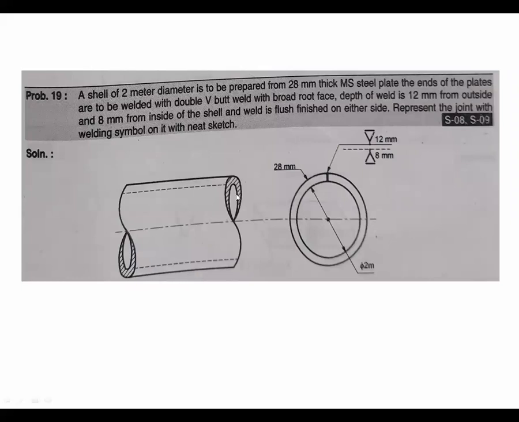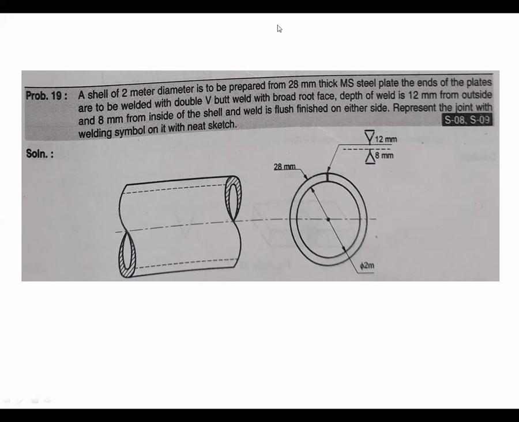One more example: a shell of 2 meter diameter is to be prepared from 28 mm thick MS steel plate. The ends of the plate are to be welded with a double V weld with broad root face. Depth of weld is 12 mm from outside and 8 mm from the inside, and the weld is flush on either side. Represent the joint with welding symbol on it with a neat sketch.